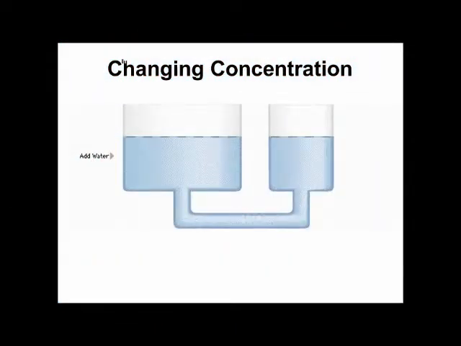When we add water to the tank on the left, the water in the tank on the right moves up, and that on the left moves down. The water moves from left to right, so we say that equilibrium shifts to the right, as it would if we added more reactants to a reversible chemical system.